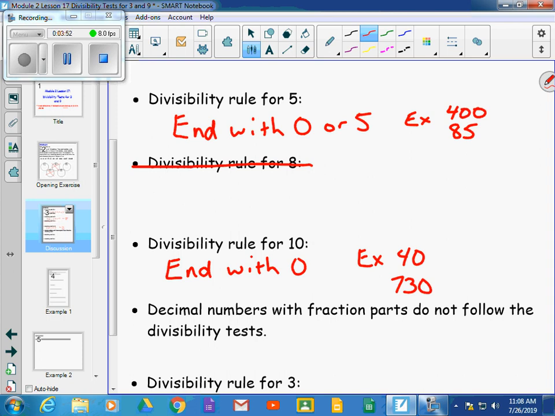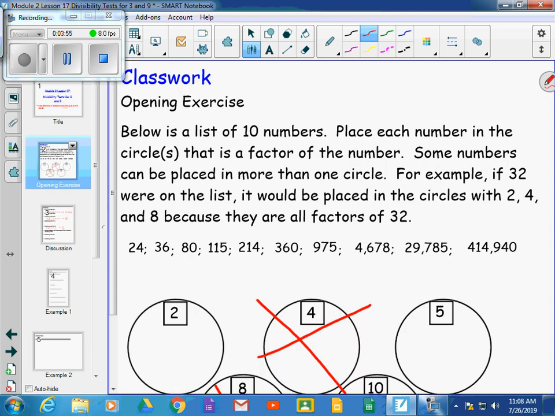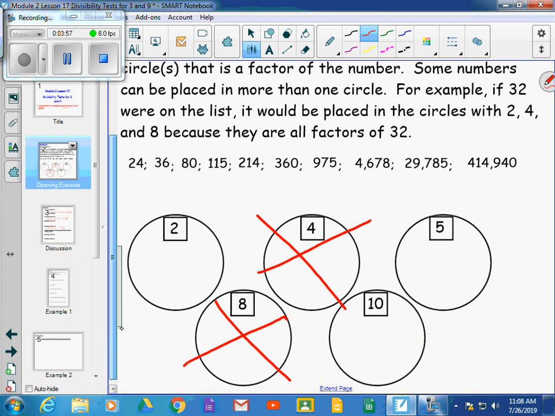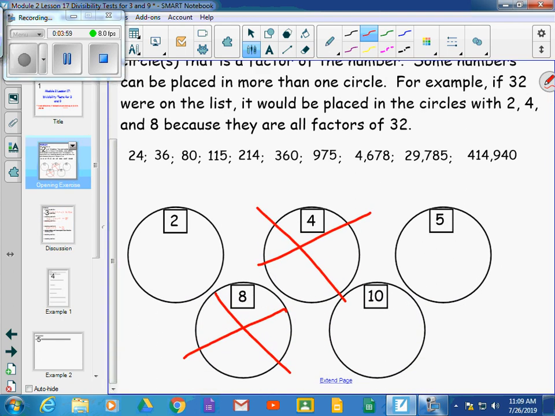Now what I would like you guys to do is go back to the opening exercises. I want you to put each of those numbers in one of those 3 circles that they belong to. Remember, some of those numbers might belong to more than one circle. I want you guys to pause the video, and then when you're done, check your answers.